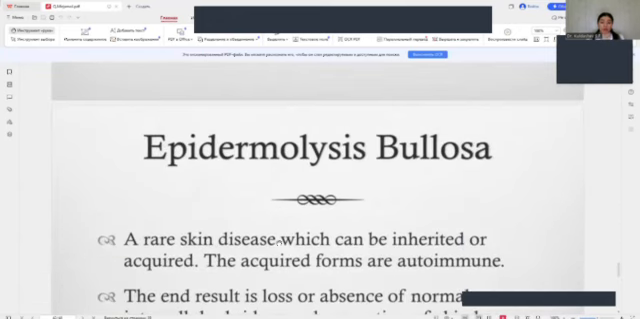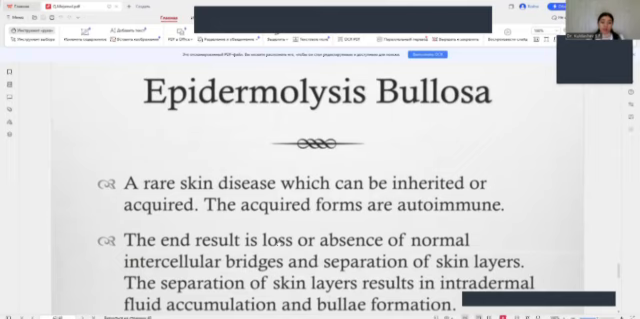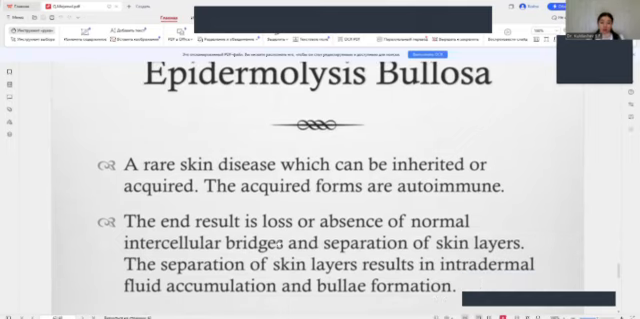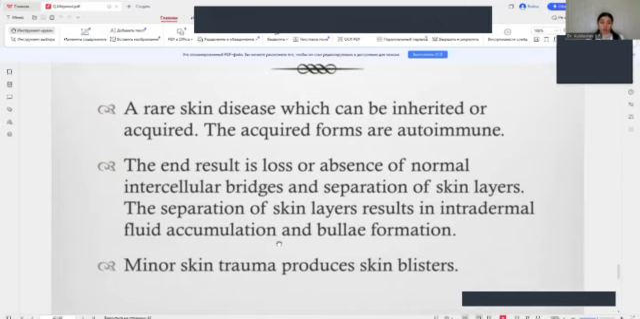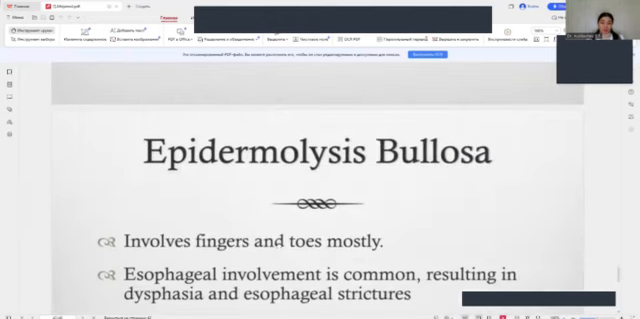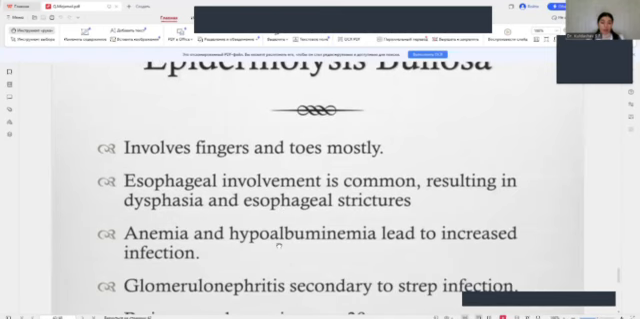Next one is epidermolysis bullosa, a rare skin disease which can be inherited or acquired. The acquired forms are autoimmune. The end result is loss or absence of normal intracellular bridges and the separation of skin layers. The separation of skin layers results in intradermal fluid accumulation and bullae formation. Minor skin trauma produces skin blisters. It involves fingers and toes mostly.